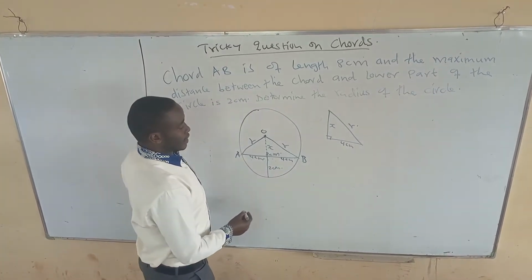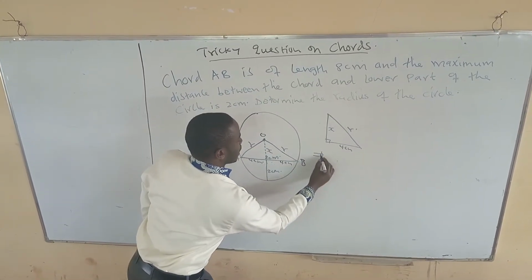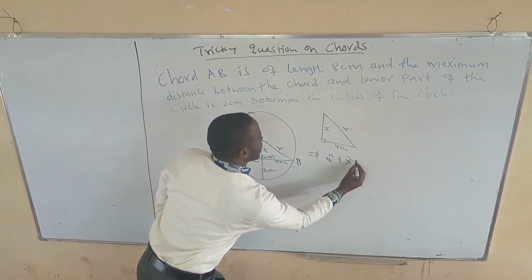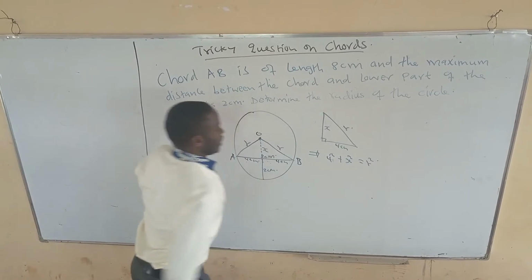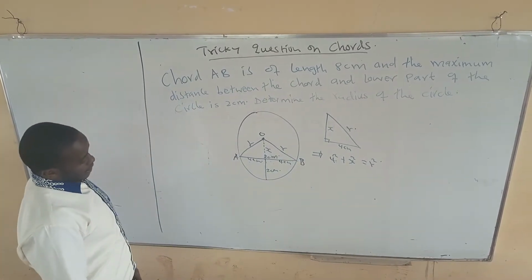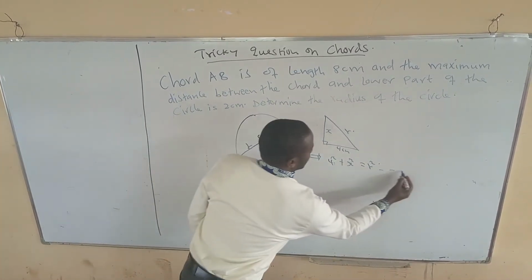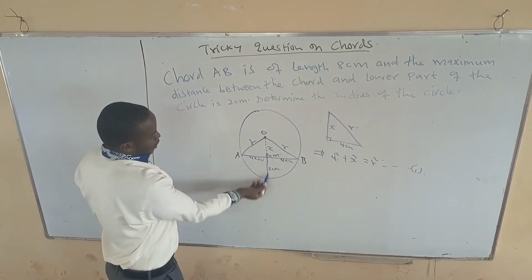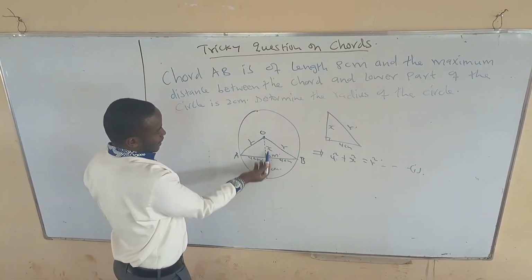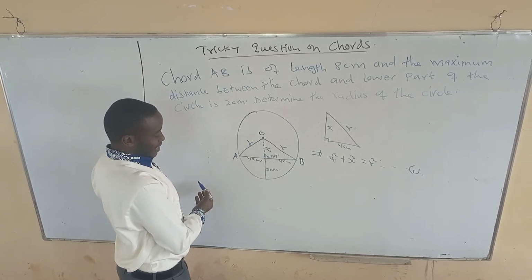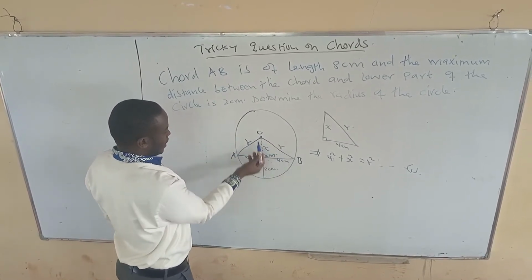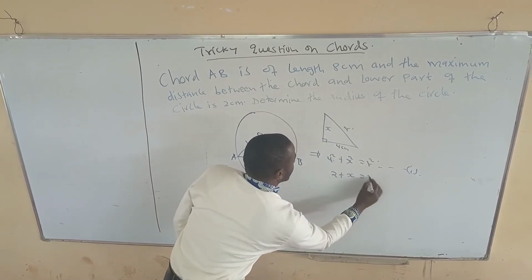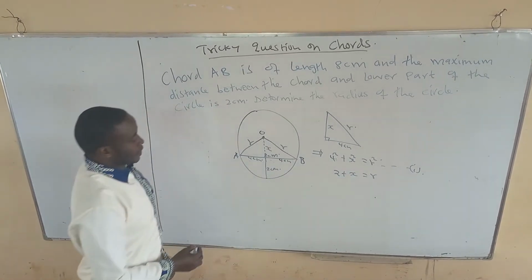So from this triangle, it means that 4 squared plus x squared equals r squared. If we make this equation 1, you also realize that from here to here is the radius, and therefore 2 plus x equals the radius. So 2 plus x equals r. So that is our equation 2.